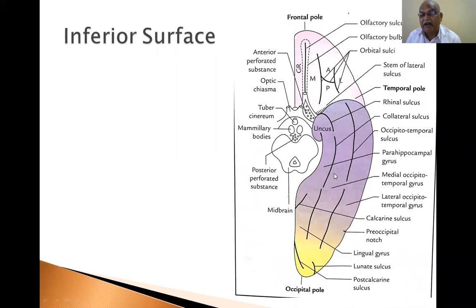This is the parahippocampal gyrus. This is the middle occipito-temporal gyrus. This is the lateral occipito-temporal gyrus.